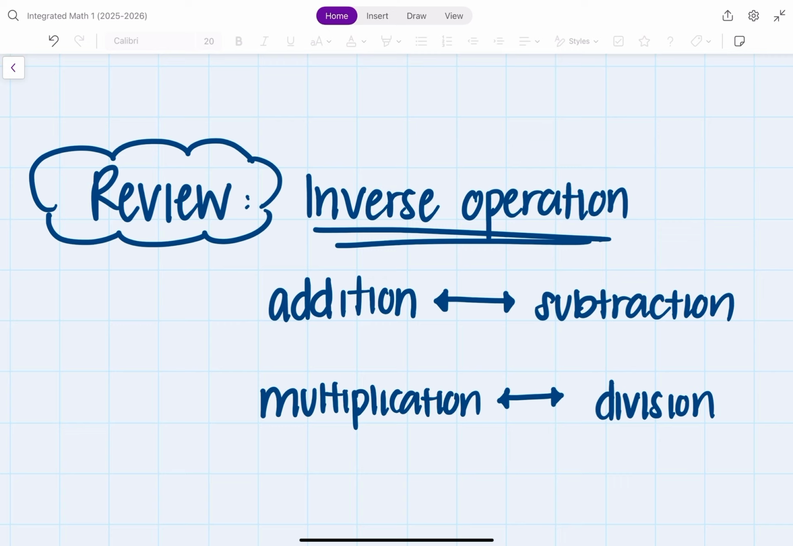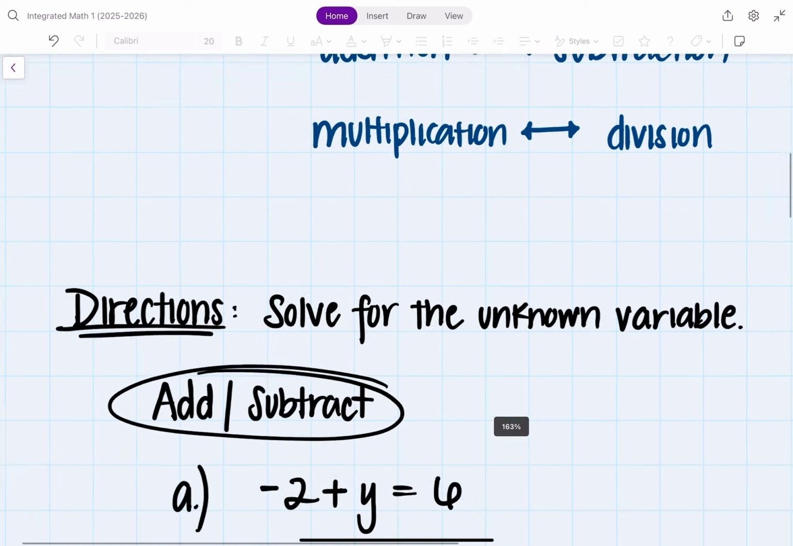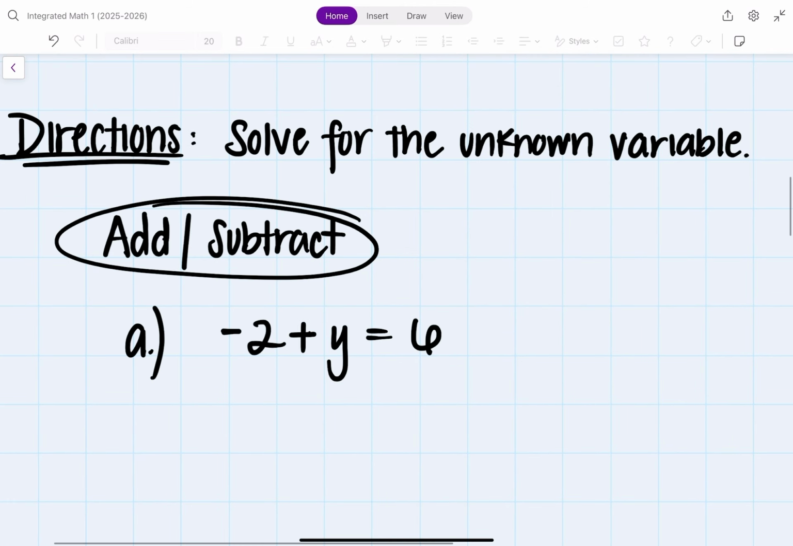Because we are going to be working with equations, the goal is going to be to isolate the variable, and the only way for us to do that is to do the inverse of whatever operation is happening between the variable and the coefficient, or the number in front, which could be a constant as well. So let's start off with addition and subtraction. We're solving for the unknown variable.